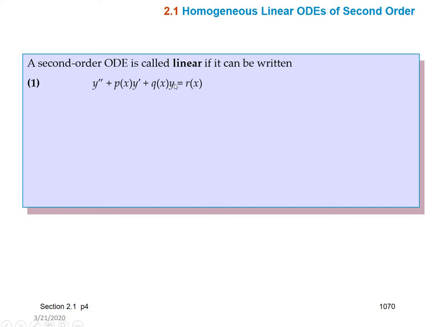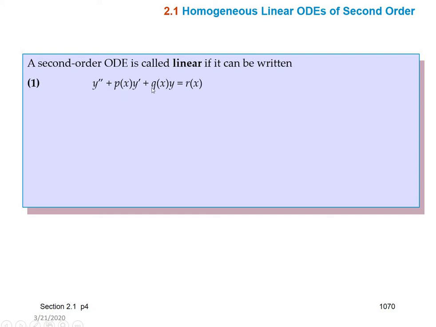Linear, as we said last time, means each is to the power 1, not raised to any other power, not in the denominator, not inside any function, and not multiplied by each other. So this is what we call linear. Again, y double prime, y prime, and y are all linear. We call it second order because the highest derivative is the second derivative.